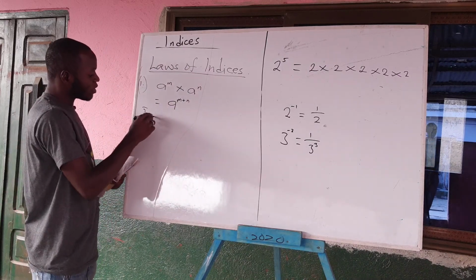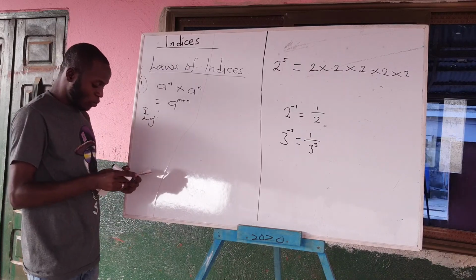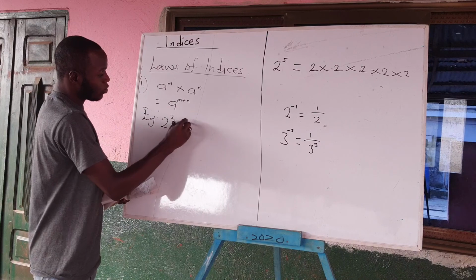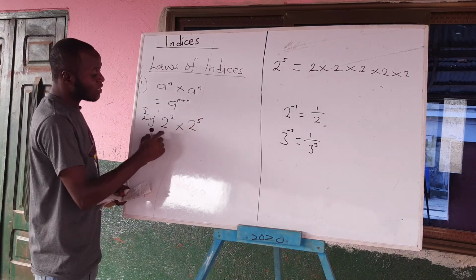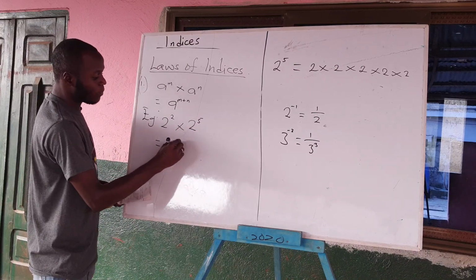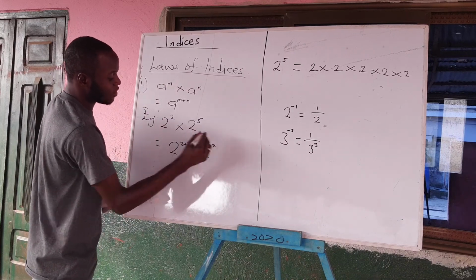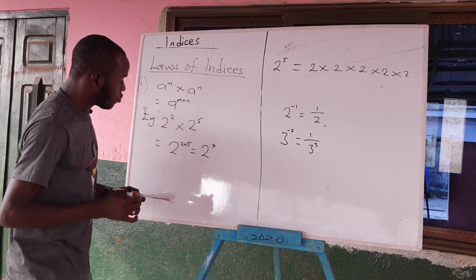An example is if we have 2 to the power 2 multiplying 2 to the power 5. Since these bases are the same, you take one of the bases, then you add the powers. So you'll be getting 2 to the power 7. All right. Now let's move on to the next rule.